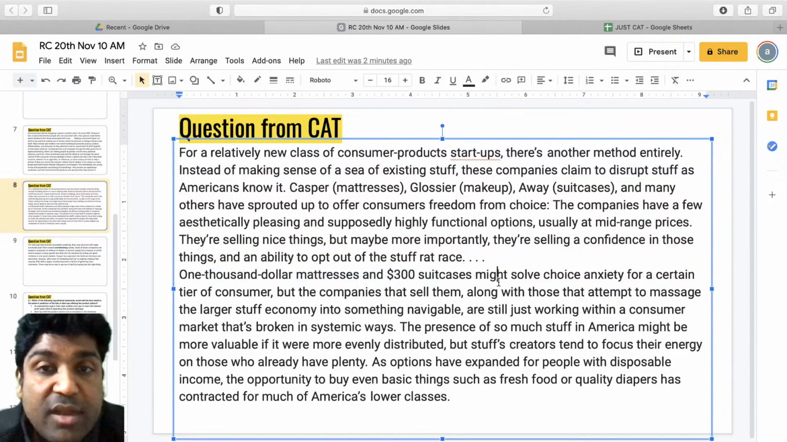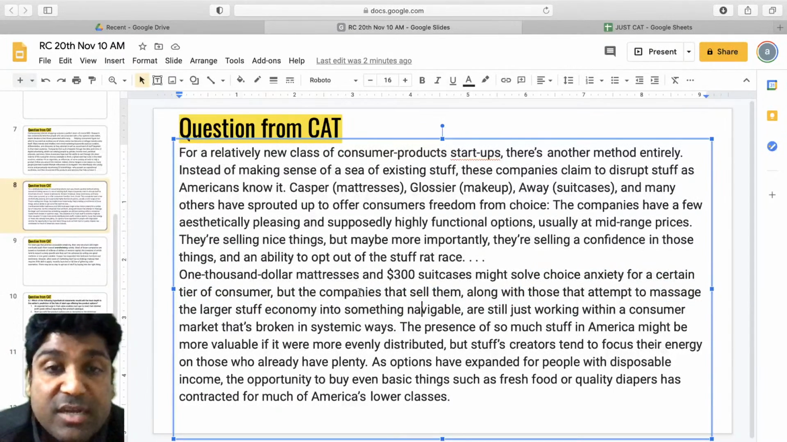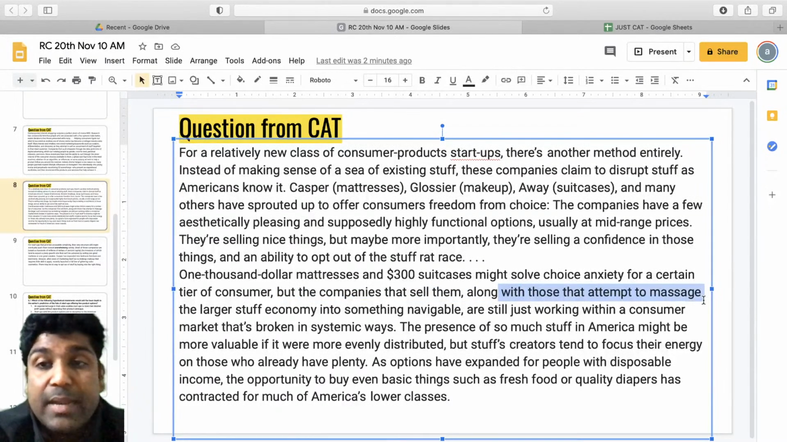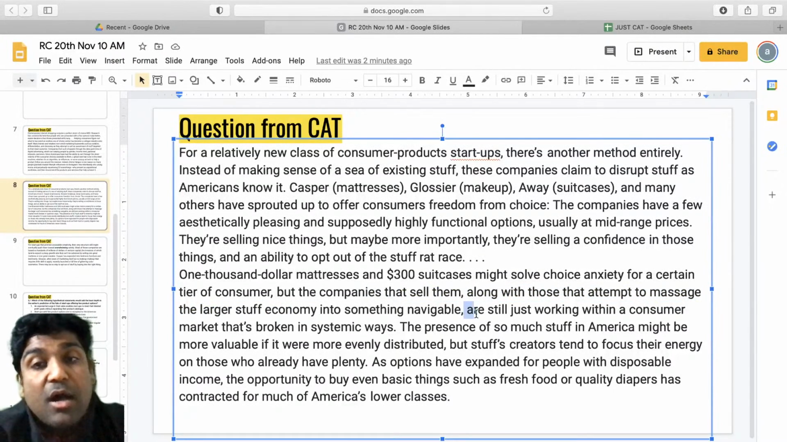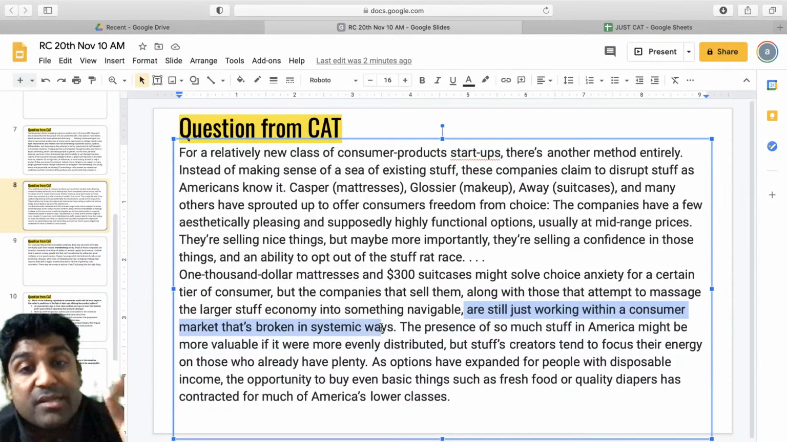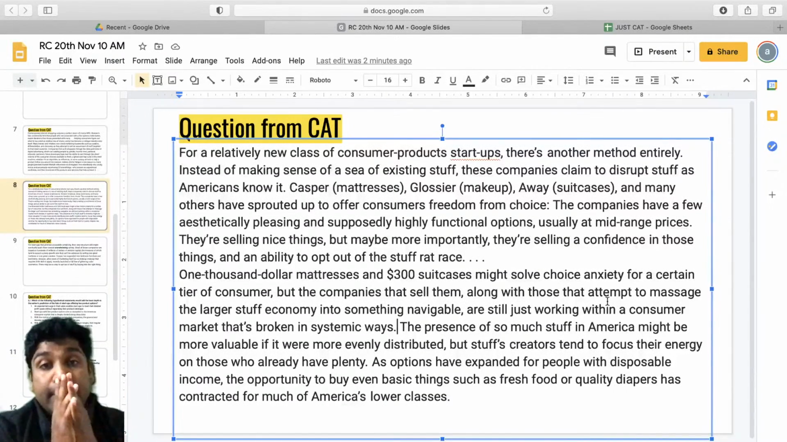$1,000 mattresses and $300 suitcases might solve choice anxiety for a certain tier of consumers, but the companies that sell them, along with that, those attempts to massage the larger stuff economy into something navigable, are still just working within a consumer market that's broken in a systemic way. So they are saying that these companies who are doing all these things, they are still working in a consumer market that is very broken.